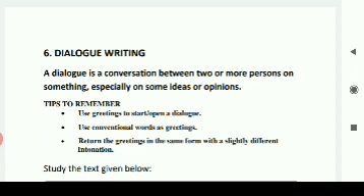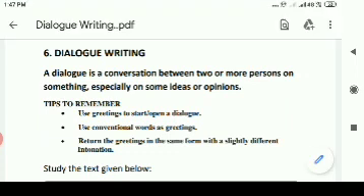Another thing which we have to take care of, return the greetings in the same form with slightly different annotation. Now, annotation is very important, right? You are returning the greetings in the same style, in the same form, but your tone differs a little bit. I simply mean it is slightly different in annotation. That is considered to be dialogue.